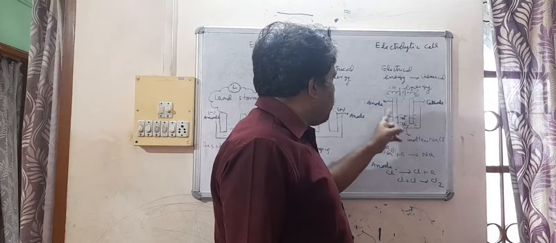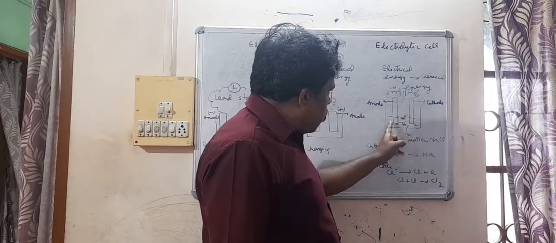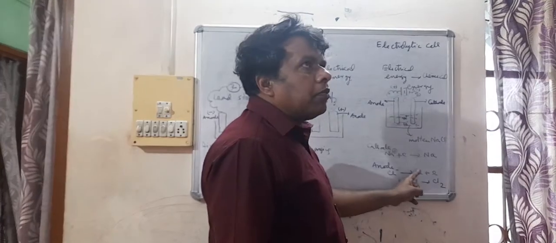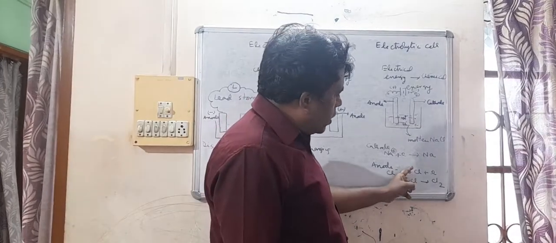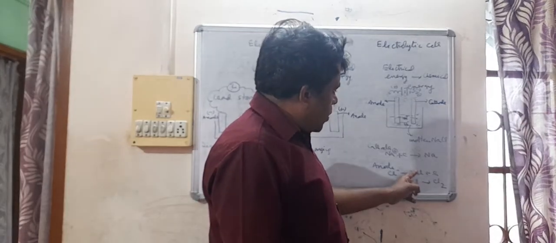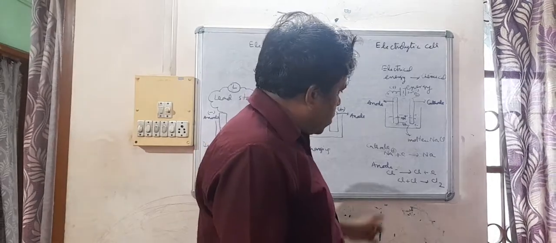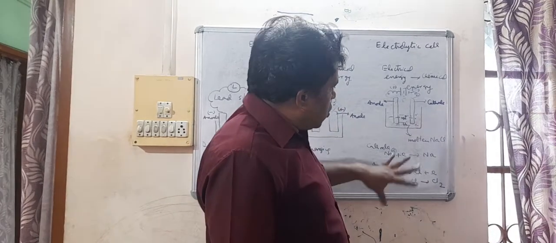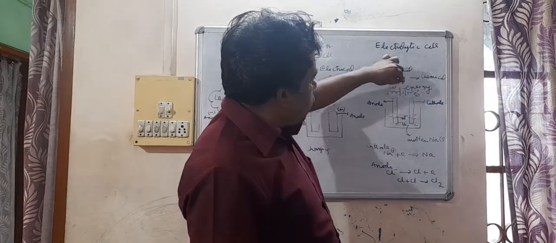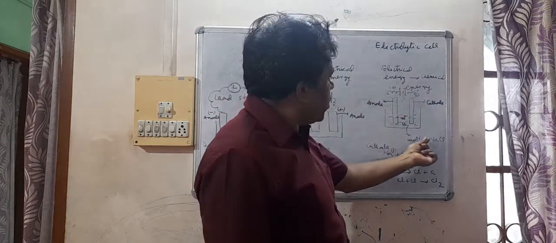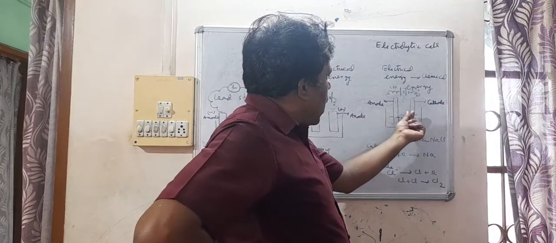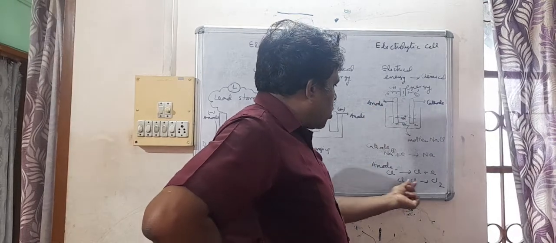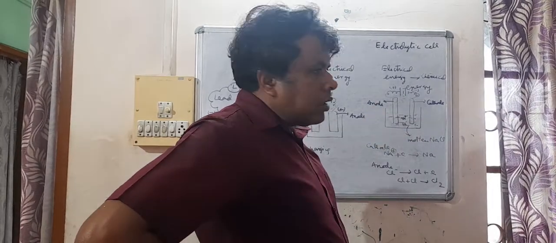And what will happen at the anode? Cl minus going to the anode will lose one electron and form a chlorine atom. Since a chlorine atom cannot exist on its own, the chlorine atoms will combine in pairs to form chlorine gas. So the net result is, when we pass current through molten NaCl, we will get sodium at the cathode and chlorine gas at the anode.